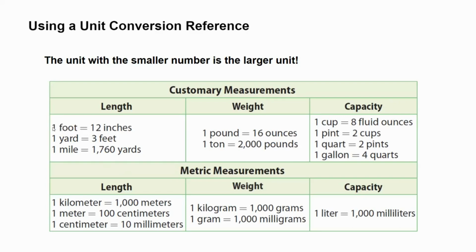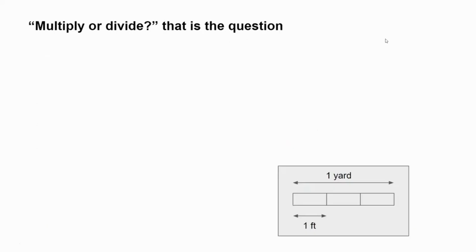So the unit with the smaller number in front of it, in this case, 1 is in front of feet, is the larger unit. Inches has the bigger number, that's the smaller unit. The same thing applies to pounds. 1 pound equals 16 ounces. Ounces are smaller than pounds. So you'll understand why I'm focusing on this when we get to the rules of unit conversion.